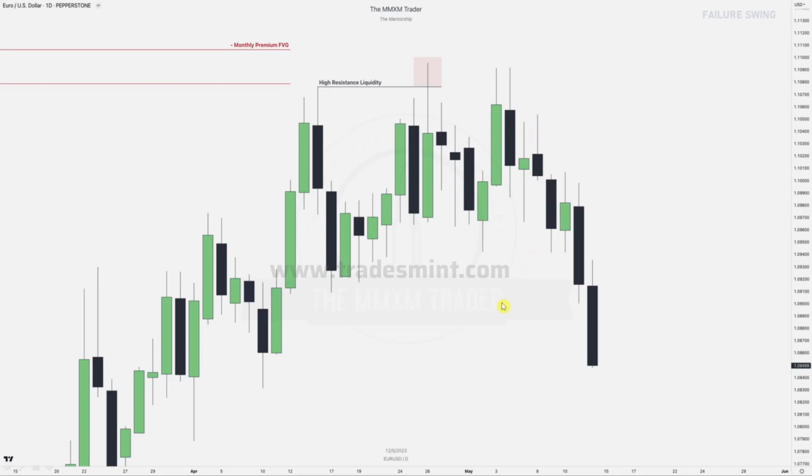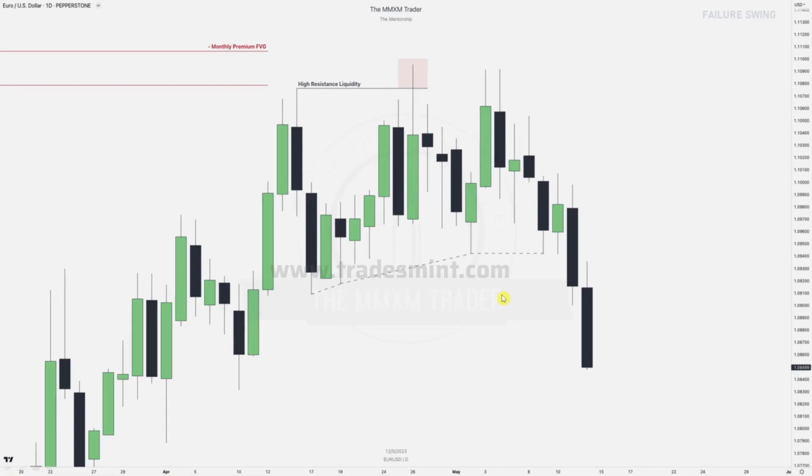Now we want to target that low resistance liquidity, right? So where is that forming? Over here we've got all these lows, right, which are forming, which is a failure swing. Again over here, failing to take out these lows and these lows, and over here we've got some relative equal lows. So that's a very good draw on liquidity, and we call that low resistance liquidity.